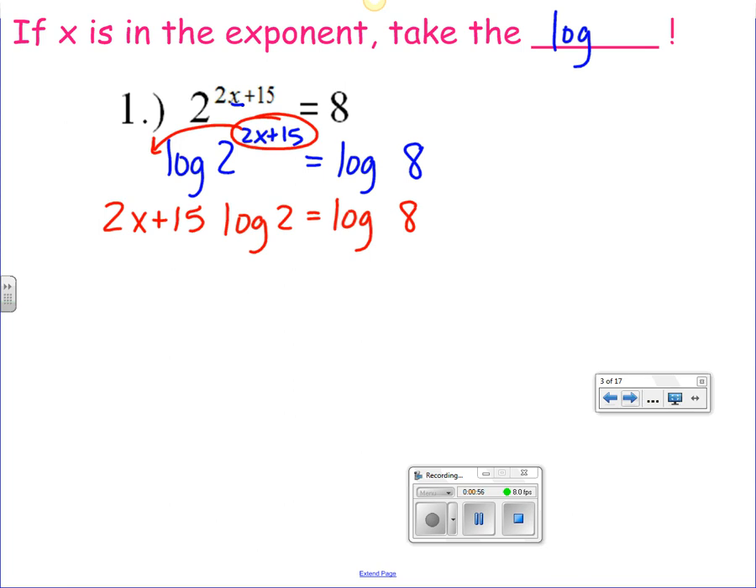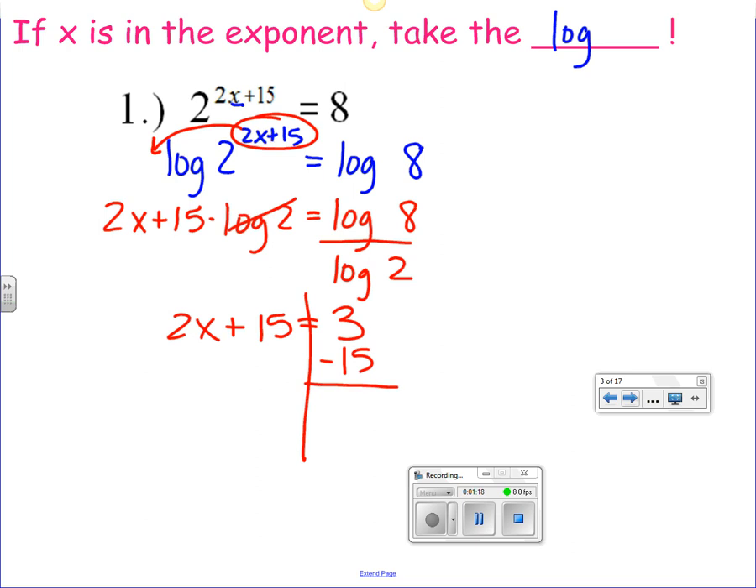All right, the next step to get x by itself is to get rid of this log 2, so you're going to divide by log 2. That gives me 2x plus 15 equals, you type this in your calculator, log 8 divided by log 2. That gives you 3. And then you just solve it like a normal equation. You're going to subtract 15, which gives you negative 12, and divide by 2, and x is negative 6. All right, you do need to take notes on notebook paper for today.